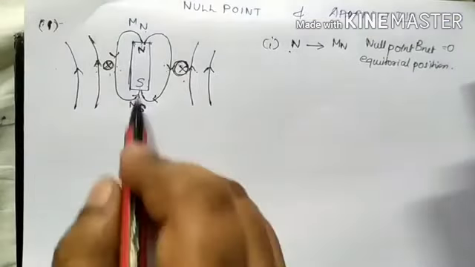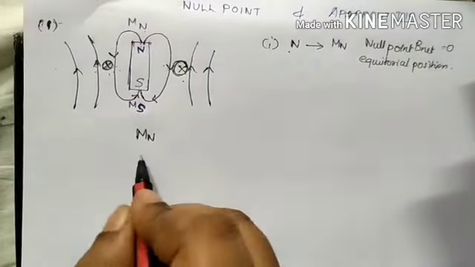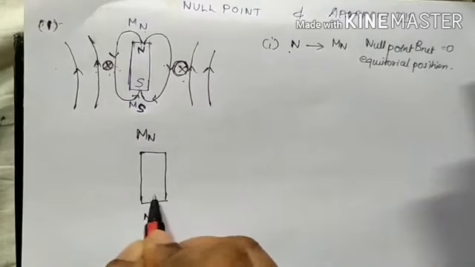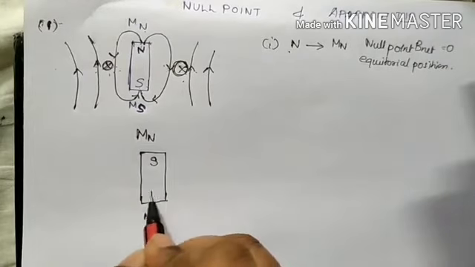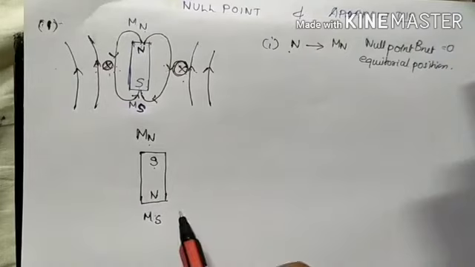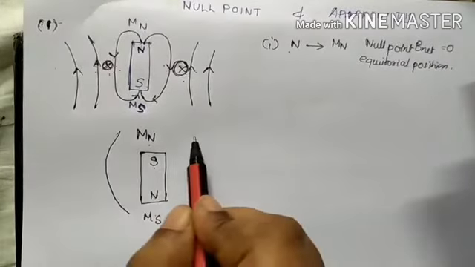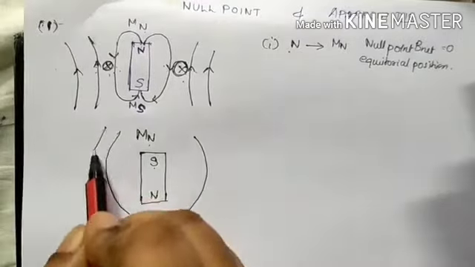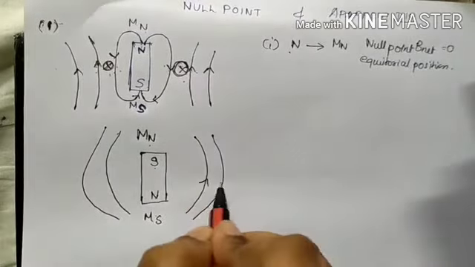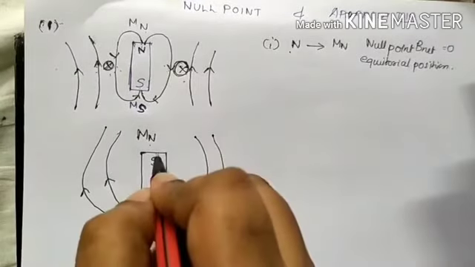Now the next scenario is what happens when, in place of north and south, it becomes south and north. I'm going to reverse this magnet such that the south will be up and north will be down. Now where will be the position of the null point? It was experimentally found that the magnetic field lines are like this when magnetic north and magnetic south are facing opposite poles, unlike poles. So the magnetic field lines are like this, from MS to MN.